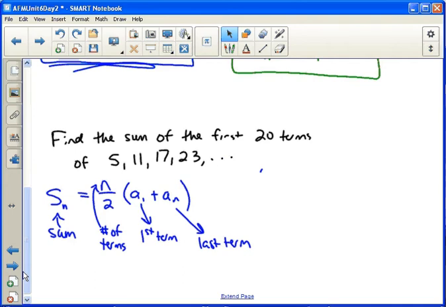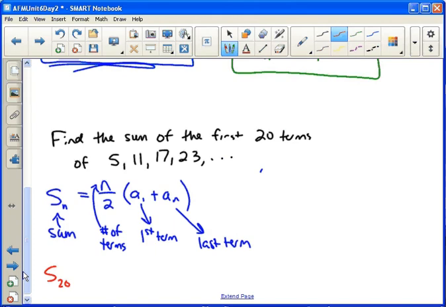So this is finding the sum of the first 20 terms. If you remember, what we're really talking about here is a series, because a series is the sum of a sequence. A sequence is just the list of numbers. A series is the sum of that list, or if you add up all those numbers. So for example, here it wants us to find the sum of the first 20 terms. So I'm looking for S20. That means the sum of the first 20. So I put 20 in for n, because that's the number of terms.